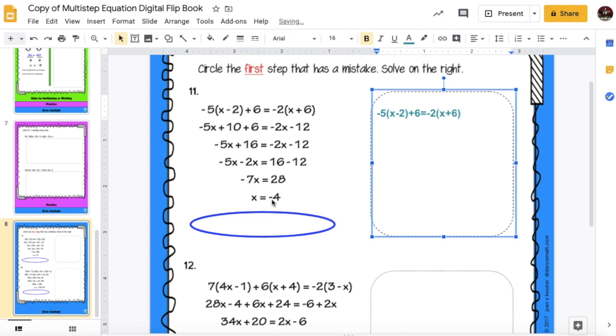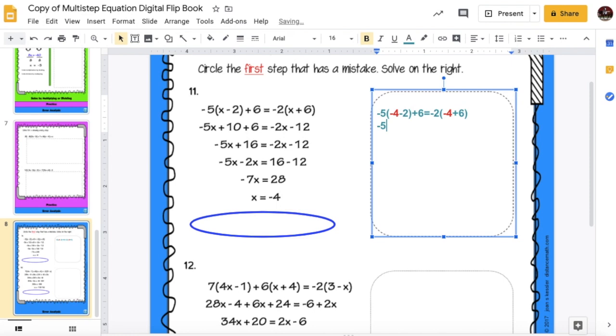If I put negative 4 in where these x's are, so actually let me change the color. If I replace that x with a negative 4, I'm going to replace it over here with a negative 4 too. This should be a true statement. This negative 4 should be the value that makes these two things equal to each other. So let's evaluate this.